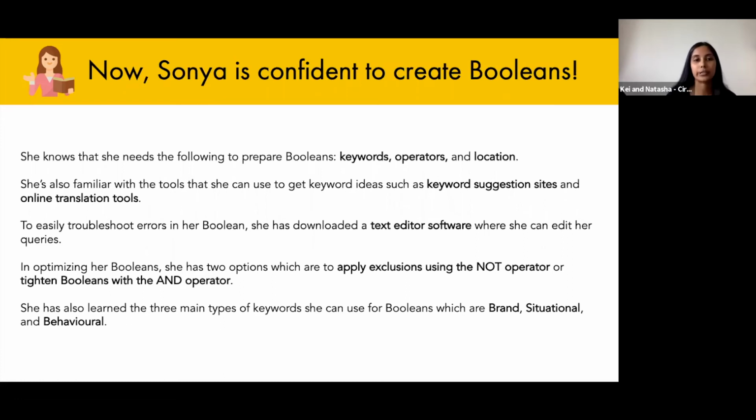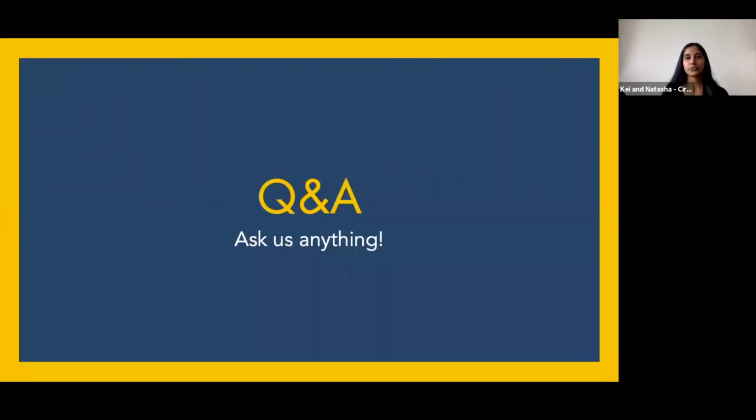If she wants to troubleshoot any errors in her Boolean, she can download text editor software such as Sublime Text, where you can easily edit your queries and find out what's actually wrong with them if there's an error in the query. When it comes to optimizing Booleans, there are two main ways: either apply exclusions using the NOT operator, or tighten the Boolean with the AND operator instead. She also learned the three main types of keywords that you can use for Booleans, which are brand, situational, and behavioral keywords. So do you guys have any questions for us today before we wrap up this session?